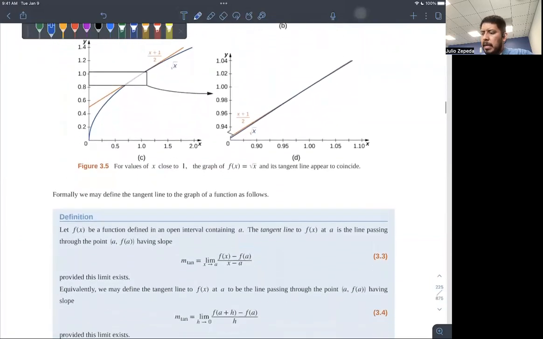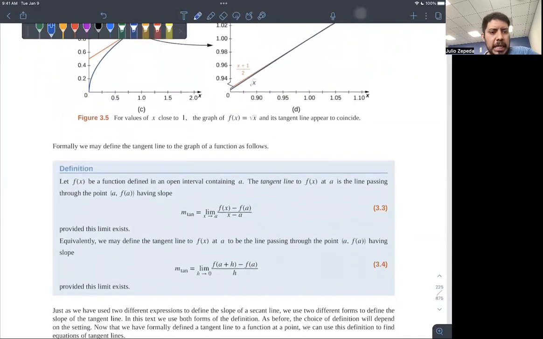All right. Formally, we may define the tangent line to the graph of a function as follows. Basically, I'll read what it says, but it's just the tangent line. The slope of the tangent line is going to be equal to the limit of the difference quotient. Or if you want to use the other formulation, the slope of the tangent line equals the limit of the difference quotient with increment h.